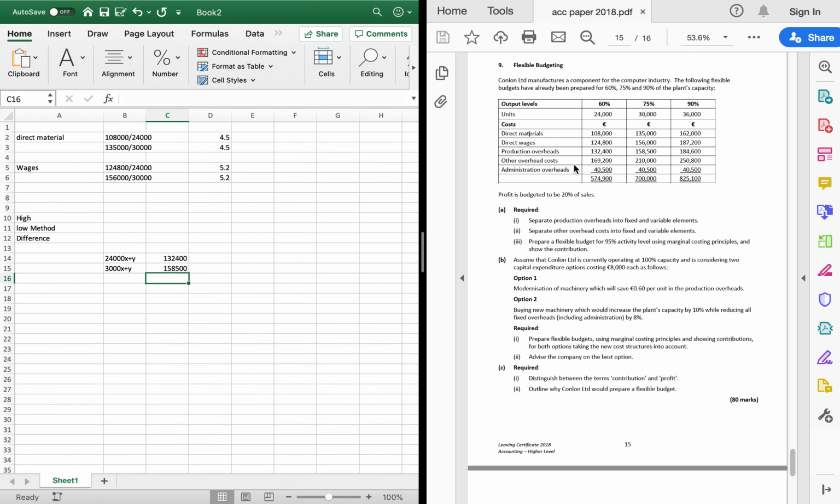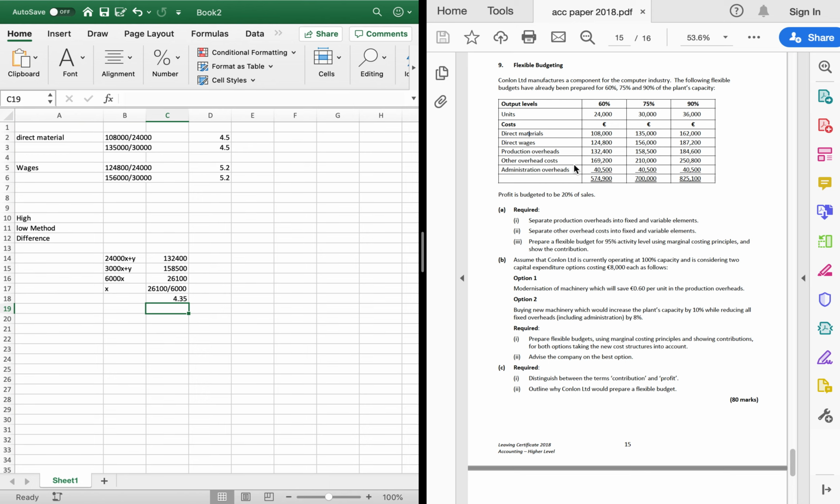So now you've two simultaneous equations. 24,000 X plus Y is 132,400. 30,000 X plus Y is 158,500. To solve those simultaneous equations, take them away from each other, and you will get 6,000 X is 26,100. So X is 26,100 divided by 6,000, which is 4.35. So that is what the high-low method is.